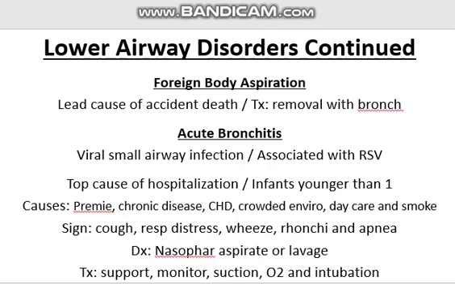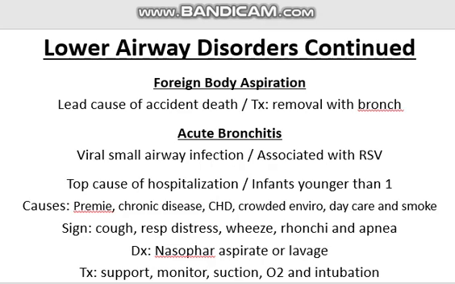Lower airway disorders continued. Foreign body aspiration is the lead cause of accidental death and the treatment is removal with a bronchoscopy. Acute bronchiolitis is a viral small airway infection and it is associated with RSV. It is the top cause of hospitalization and is common in infants younger than 1.